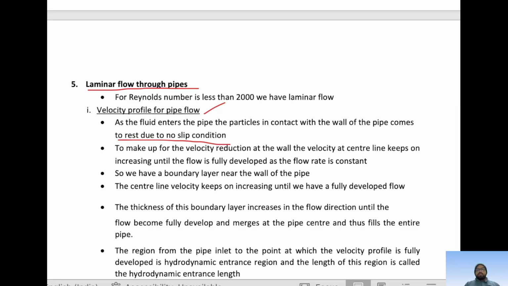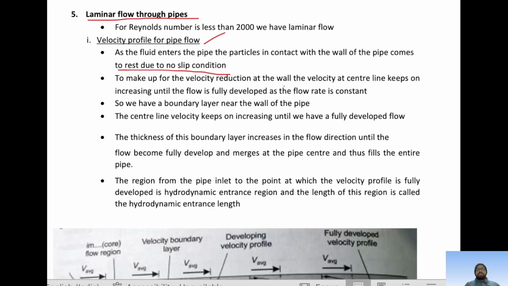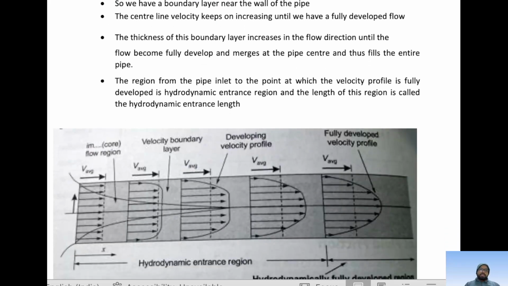To make up the velocity reduction at the wall, the velocity at the center line keeps on increasing until the flow is fully developed, as the flow rate is constant. So we have a boundary layer near the wall of the pipe. The center line velocity keeps on increasing until we have a fully developed flow. It is represented here in the figure.